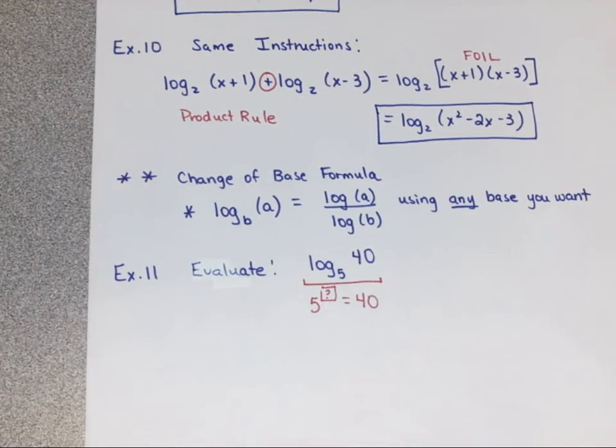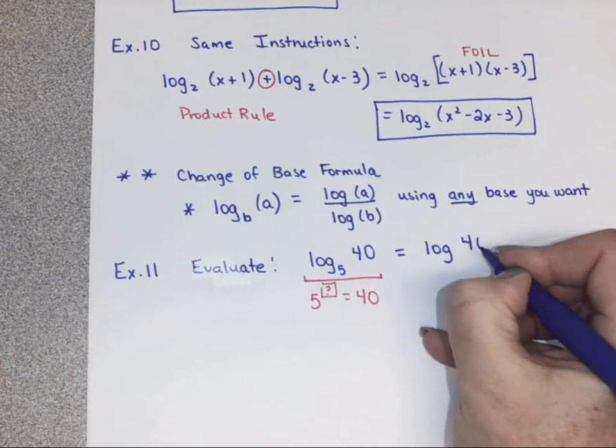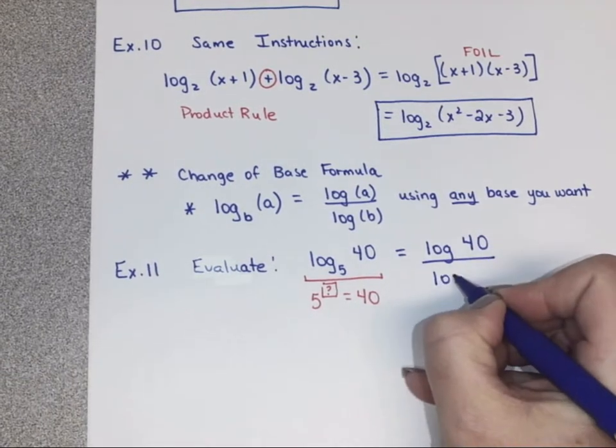So what do you notice is the problem here? It's certainly not a whole number, right? 5 squared is 25, and then 5 cubed is 125, right? So there's nothing that covers 40, okay? So we're going to use the change of base, and the change of base formula just says that you're allowed to do log of the big number over log of the base, okay?